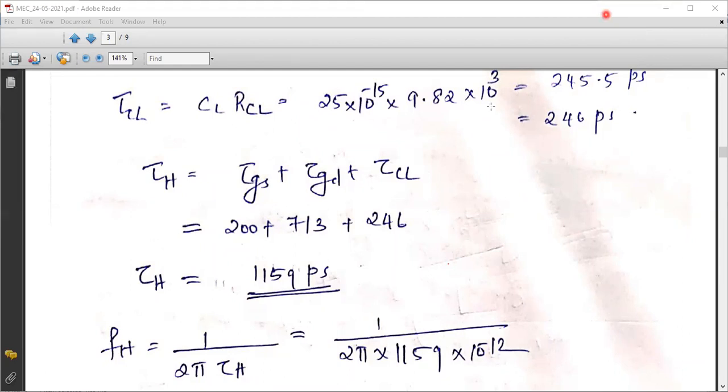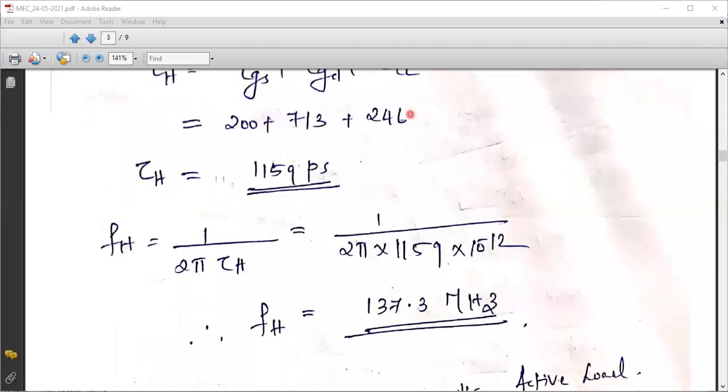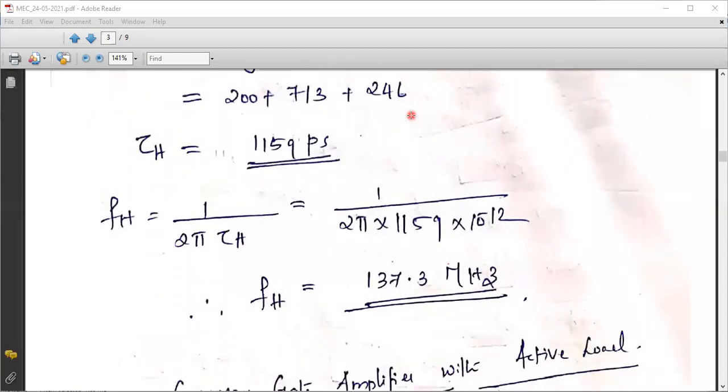Yes, Banu Prakash, 137.3. Yeah, let me check. Okay, 137.3 megahertz. So this is the cutoff frequency of this particular common source amplifier of given specifications. What's the speciality of this frequency? After this cutoff frequency, your gain will start decreasing. So till 137.3 megahertz, you will get appreciable gain. So you should be careful that your input should be less than this particular frequency, right?